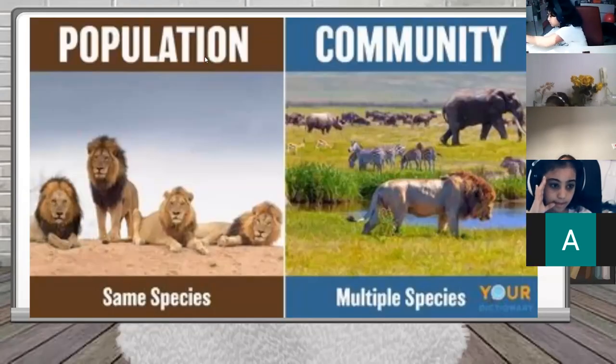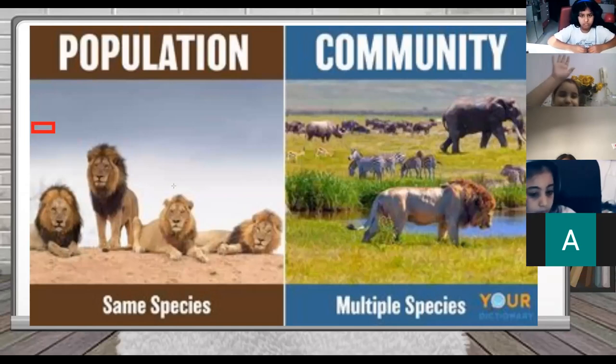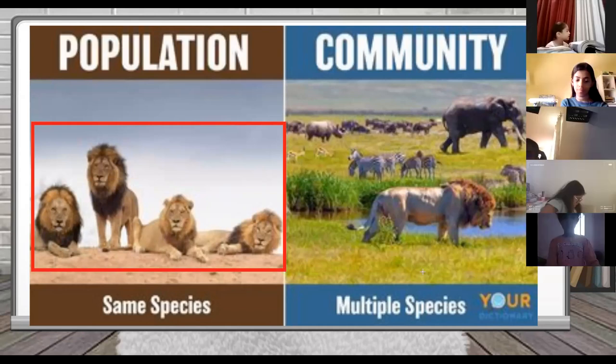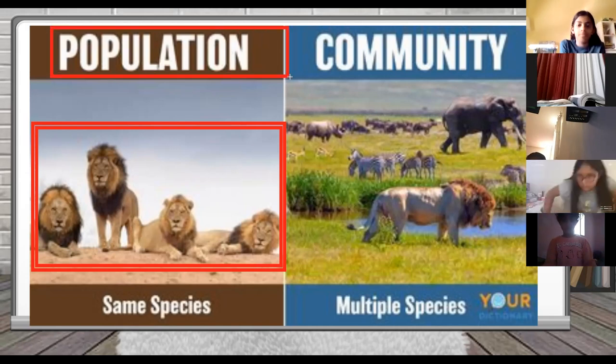All right. When there is a group of the same kind of animal, lions and only lions, what do we call it? A group of lions and only lions. One type or one kind of living thing. What do we call it? Population. Excellent. We call it population.